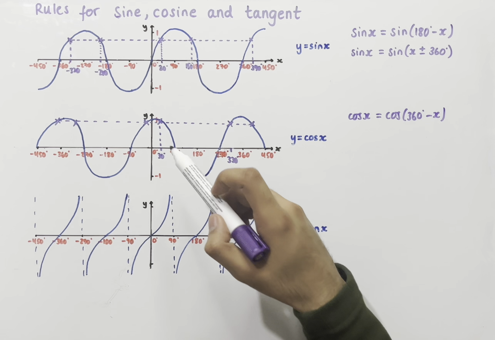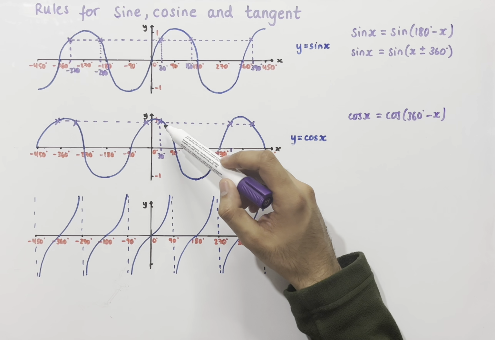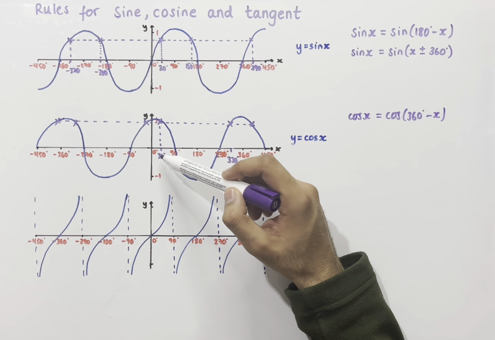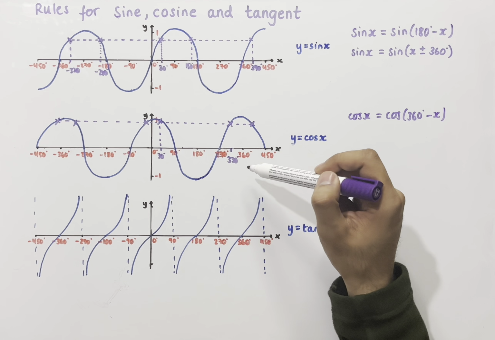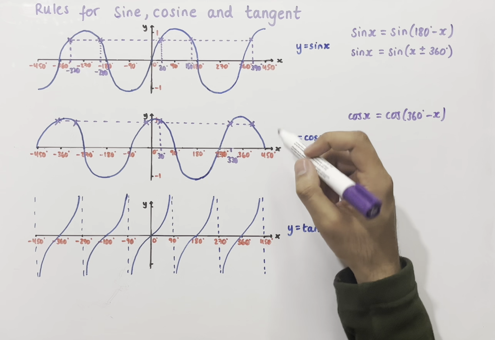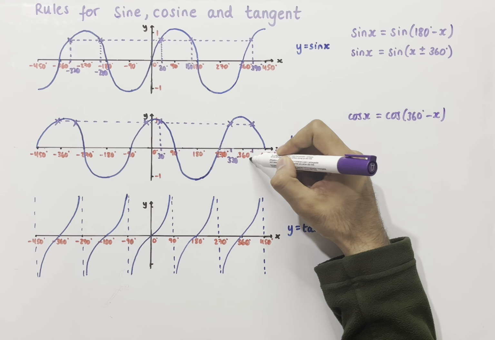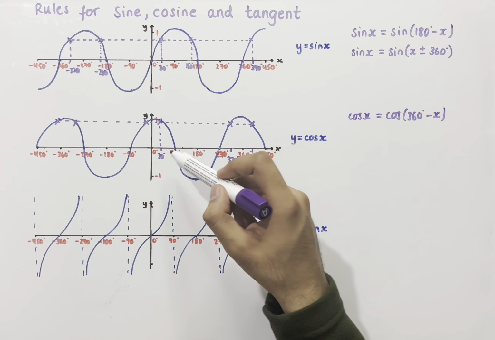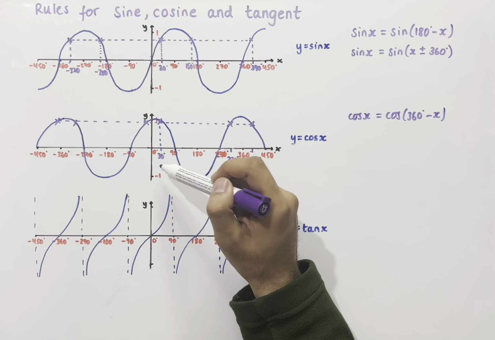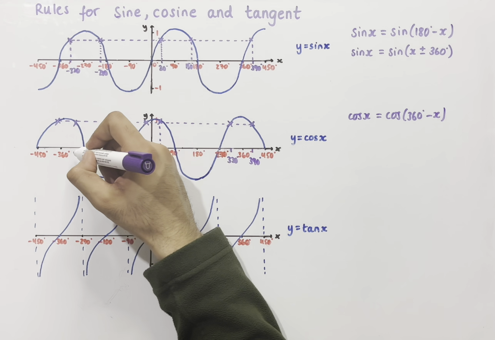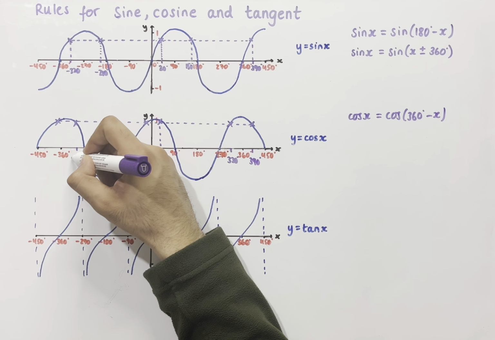We can now obtain the next solution by considering 30 degrees and adding 360 degrees to that. 30 plus 360 gives us 390 degrees. Likewise, if we were to take away 360 degrees from 30, then 30 take away 360 is minus 330, which is at this point here.